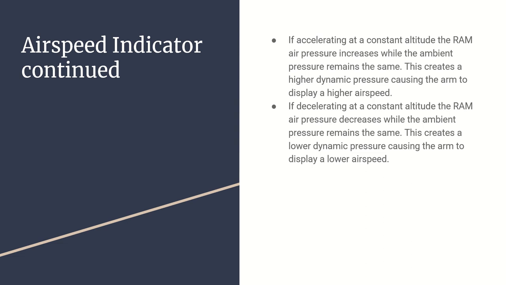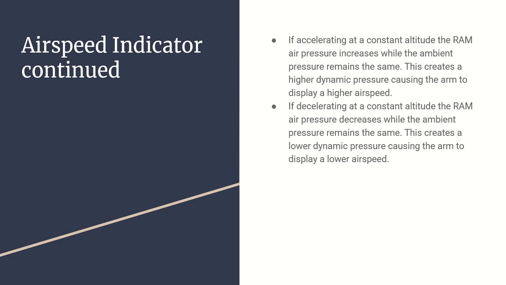Our adjustment factor is not going to change because we aren't climbing or descending, so that ambient pressure collected by the static port will be the same as it was before at 3,000, because we're still at 3,000. So a higher ram air pressure minus a relatively high ambient pressure equals a higher dynamic pressure. Okay, and when we boil that all down, we can say that a higher dynamic pressure creates a higher indicated airspeed. Okay, so it will show us that we're moving faster because that dynamic pressure has increased.